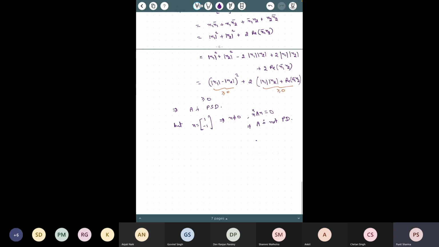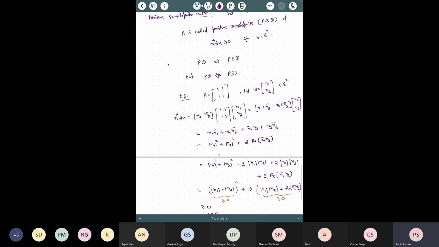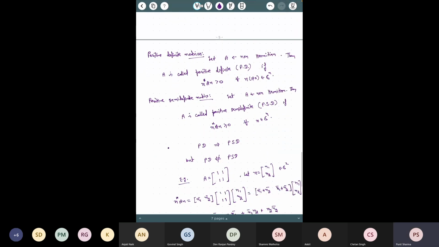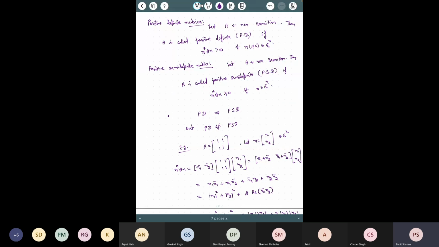A positive definite matrix implies that A is positive semi-definite, but the converse is not true. In fact, if you recall, I mentioned that in the definition of a positive definite matrix, this condition is actually redundant. You don't require this assumption, that x star Ax is greater than 0.